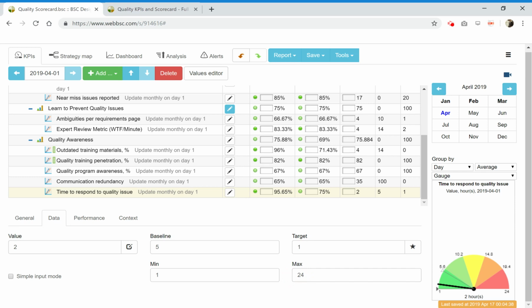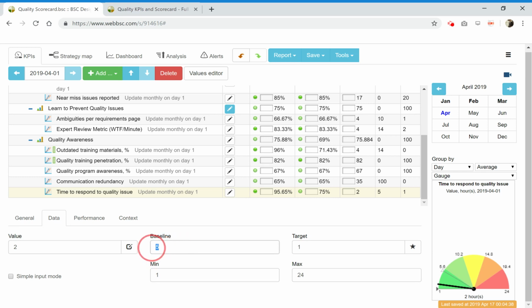And on this measurement scale, when quality issues are responded to within 2 hours, our performance is 95%. We almost reached this 1 hour response time, that we have as the best possible value.